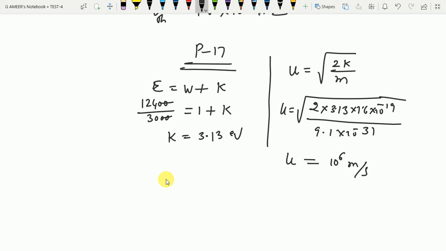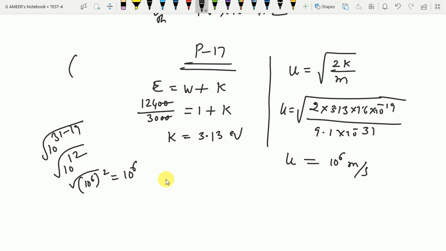You can cross check. 31 goes up, then it will be 10 power 31 minus 19, so approximately 12. So the square root of 12 is there. Square root of 12 means 6 whole square, that is 10 power 6. So the answer will be 10 power 6 meters per second, which is option D. So option D is the best match for P17.